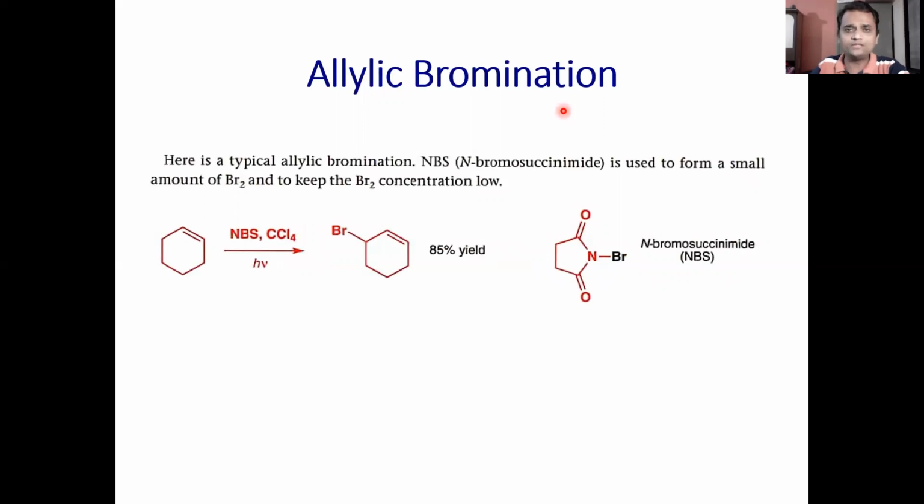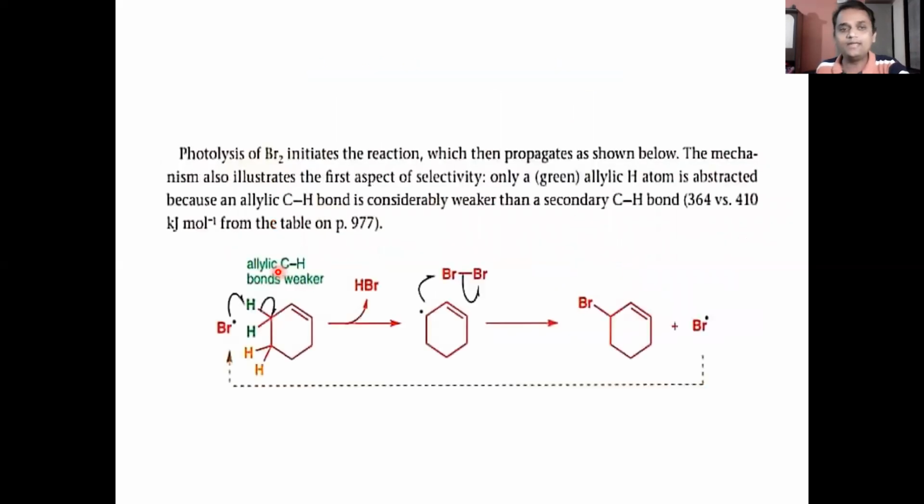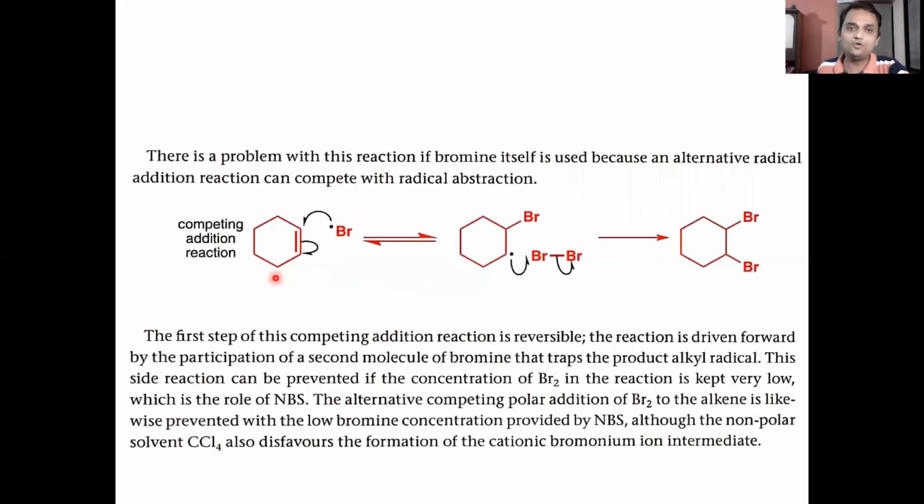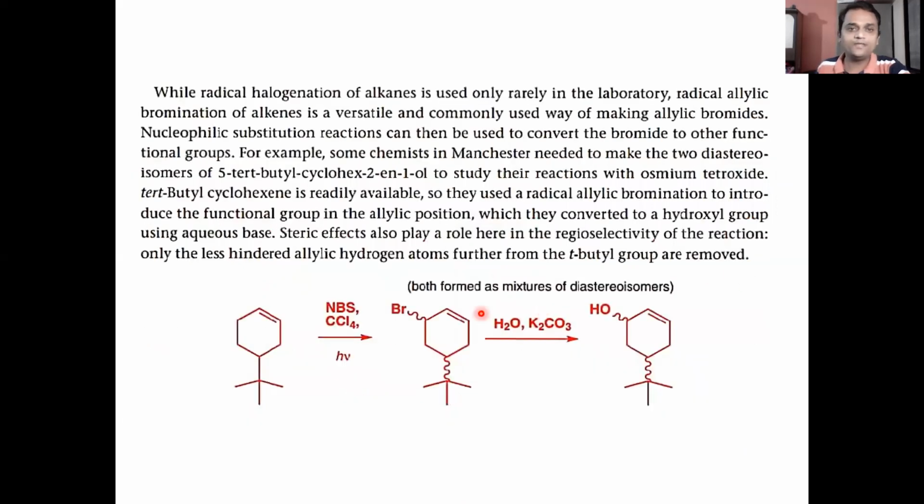Then we saw allylic bromination. Always remember, for allylic bromination, NBS, N-bromosuccinimide, is preferred. Then we saw why NBS is preferred, because NBS keeps the concentration of bromine low. And then we saw in this example why only Br2, that is bromine, is not used for allylic bromination: because there is a higher concentration of bromine, and instead of allylic bromination, addition across this carbon-carbon double bond takes place. Then we saw this example or application of allylic bromination.